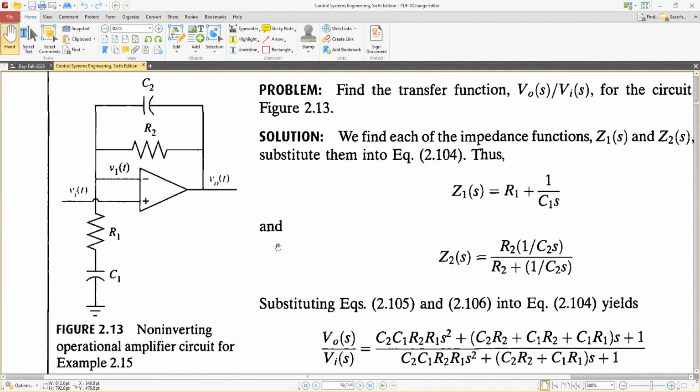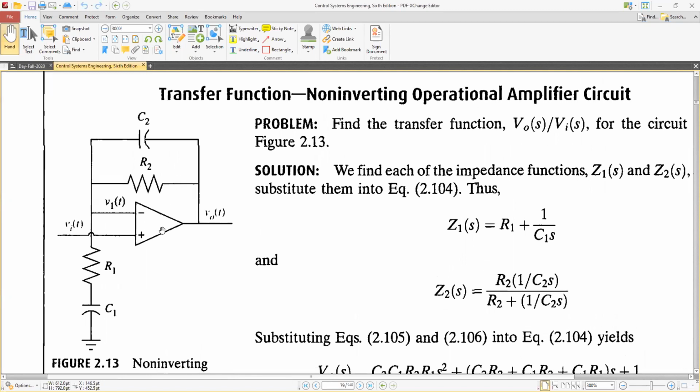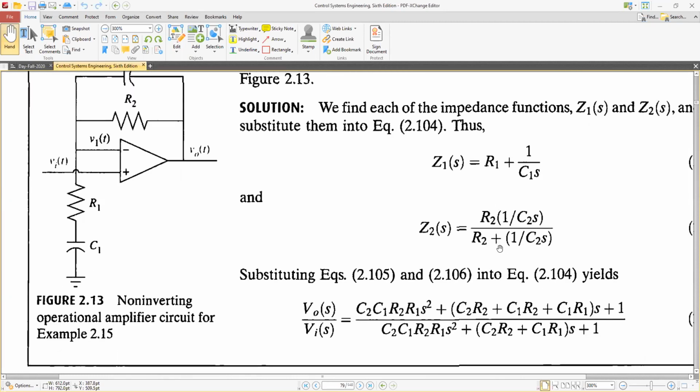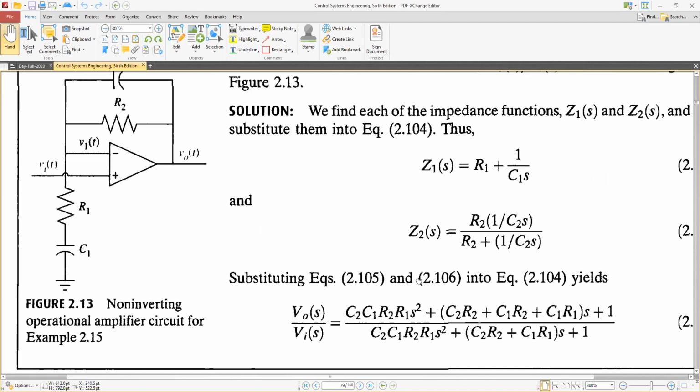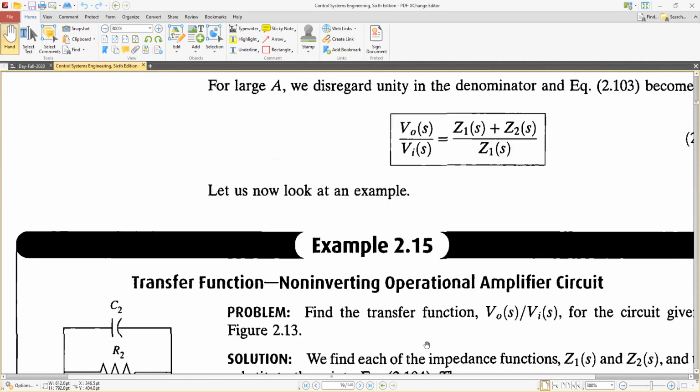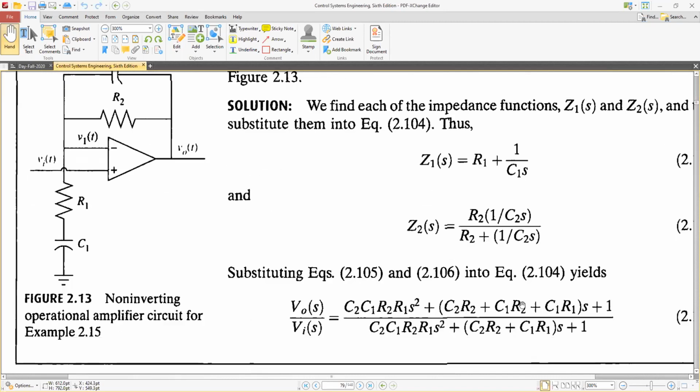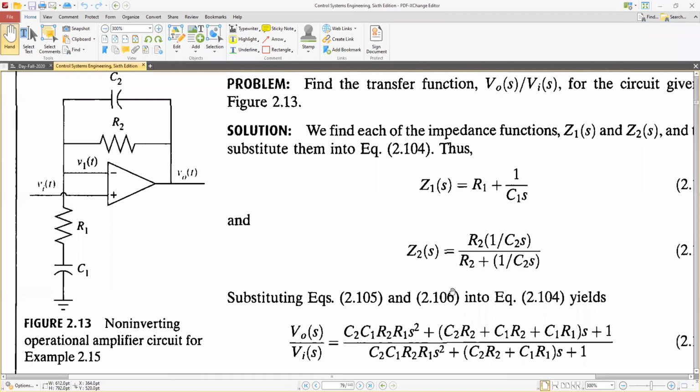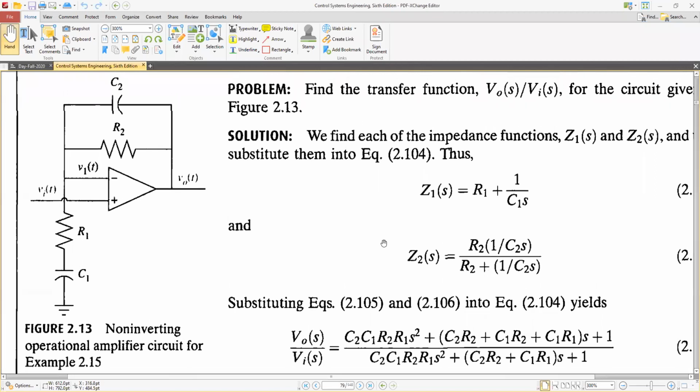Now, like before, find out Z1, which is R1 plus 1 by C1s. That is the formula. And find Z2. Since it is parallel, use the parallel formula. Multiply those things and this kind of equation would come, and put those into the final equation. So what was the equation? Z1 plus Z2 divided by Z1. Just put this equation, then you will understand. So that is the thing.